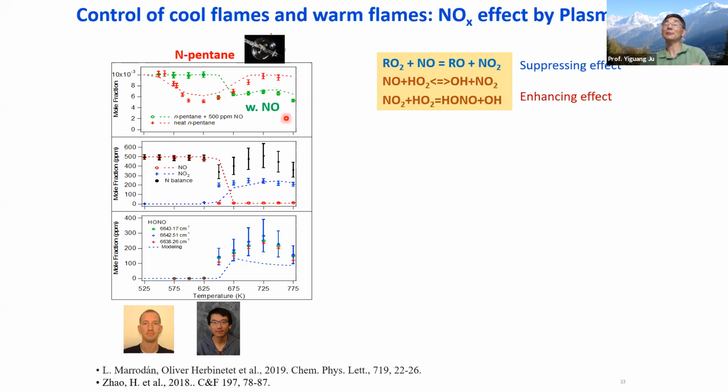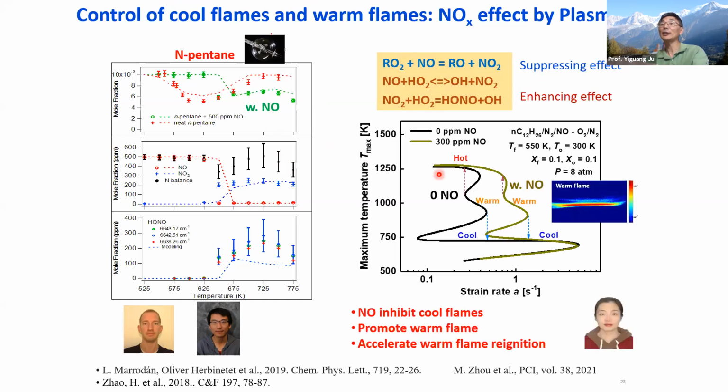However, at intermediate temperature, you can see the NO reacts with HO2 and forms OH. They convert this low reactivity HO2 into high reactivity OH. They promote reaction at the intermediate temperature. So this is very interesting when you're looking at flames.